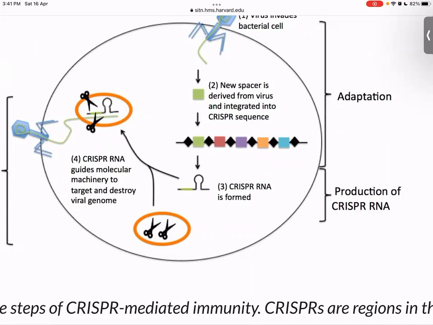Now, what will this short CRISPR RNA molecule do? It will guide the molecular machinery, as you can see in this concept map. See where step 3, after step 3, there is an arrow which is going towards step 4. So just look at this part of the diagram very carefully: after the CRISPR RNA is formed or transcribed, this CRISPR RNA will guide the molecular machinery of the bacterium to target and destroy the viral genome. Exactly, to target and destroy the viral genome.